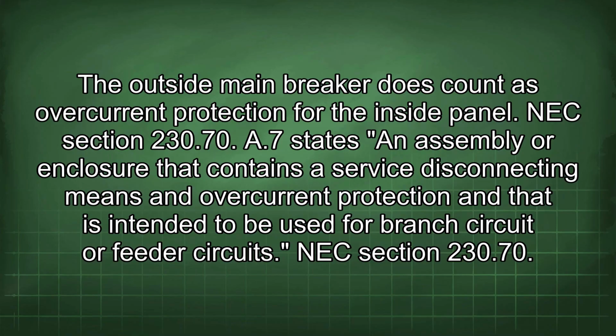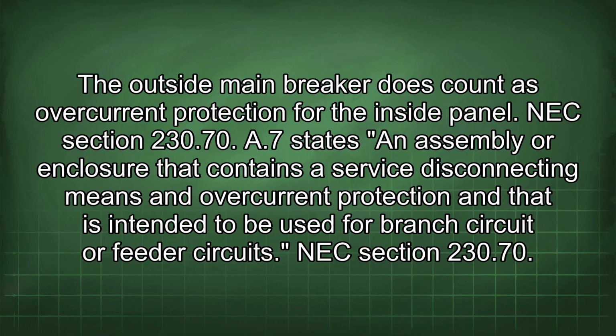The outside main breaker does count as overcurrent protection for the inside panel. NEC section 230.70(A)(7) states an assembly or enclosure that contains a service disconnecting means and overcurrent protection and that is intended to be used for branch circuit or feeder circuits.